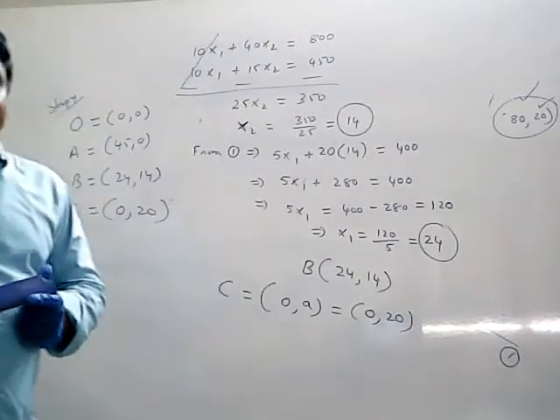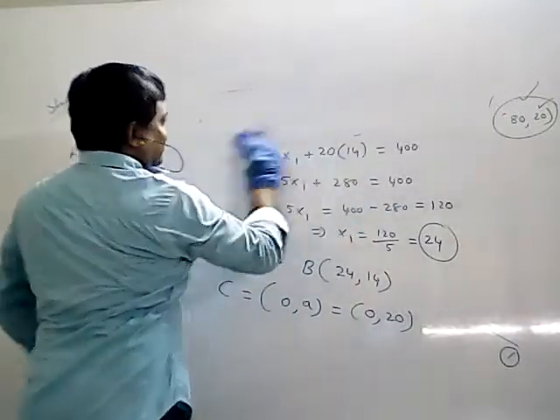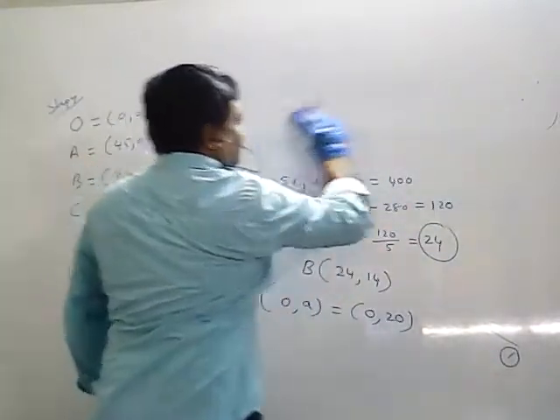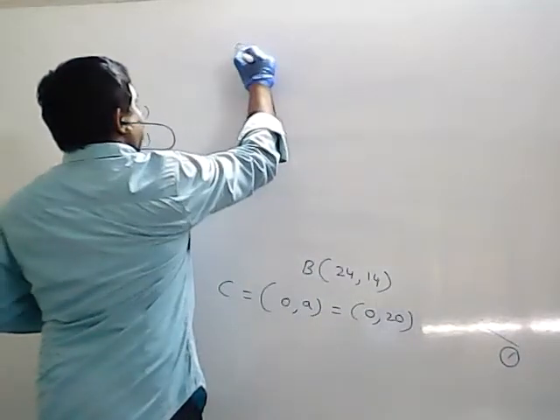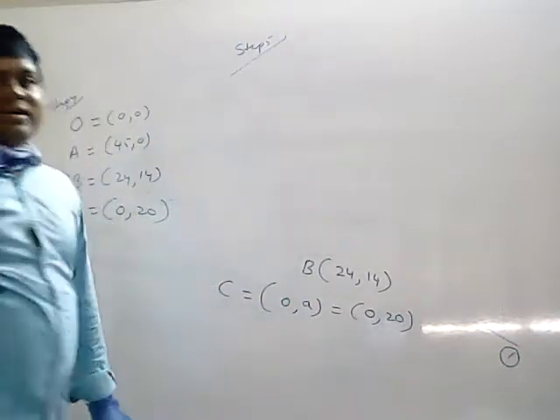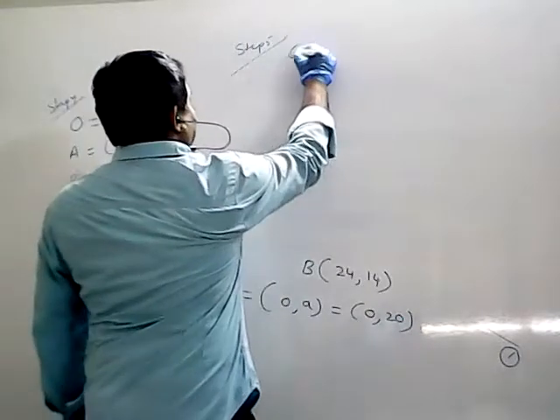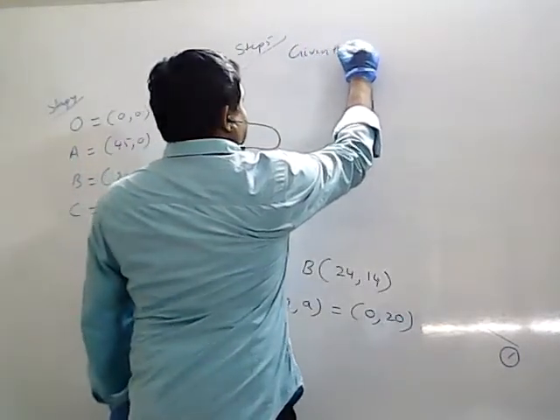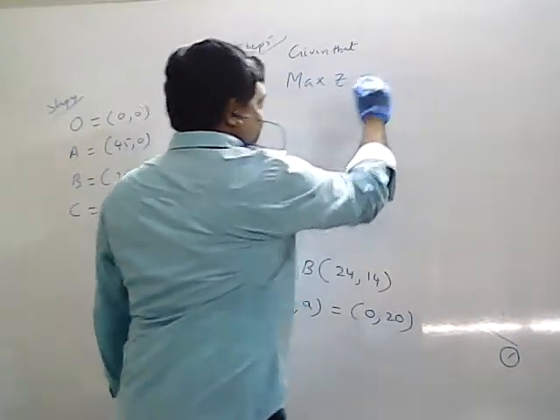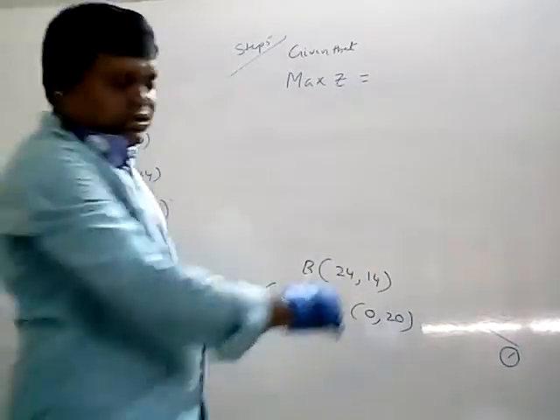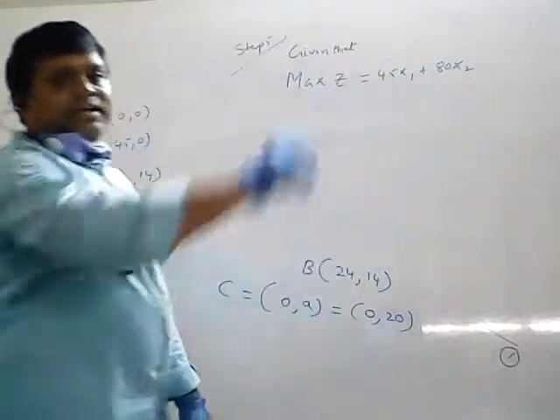Next, step number 5. I think all of you understood this one. Step number 5 is to check your objective function. Identify your objective function in the problem. What is the objective function given? Is maximum given or minimum given? Maximum is given. Maximum z equals 45x1 plus 80x2.